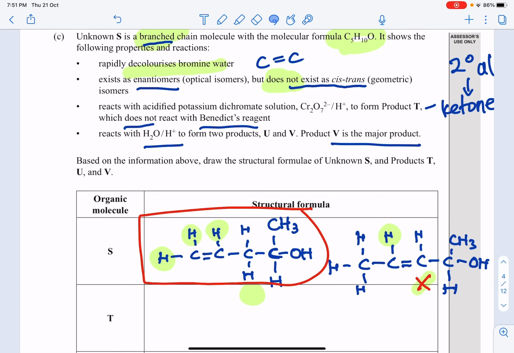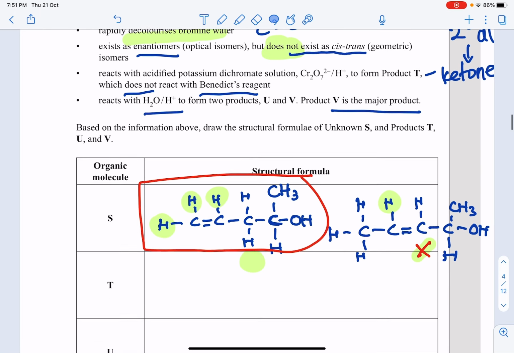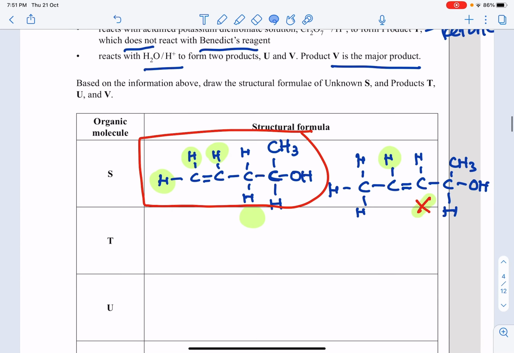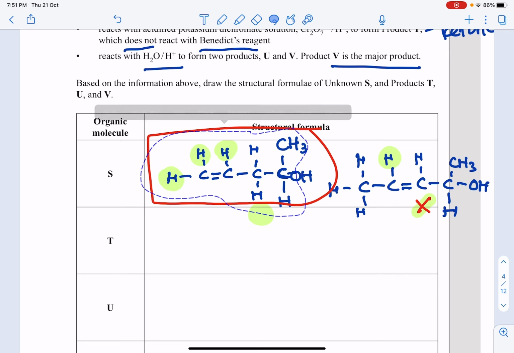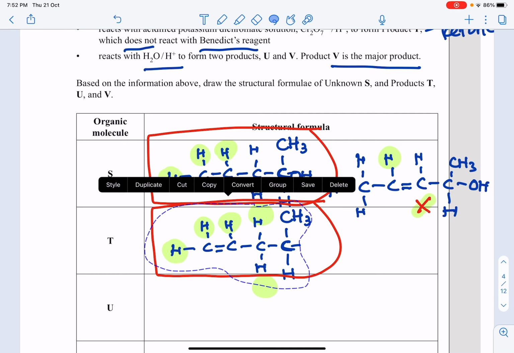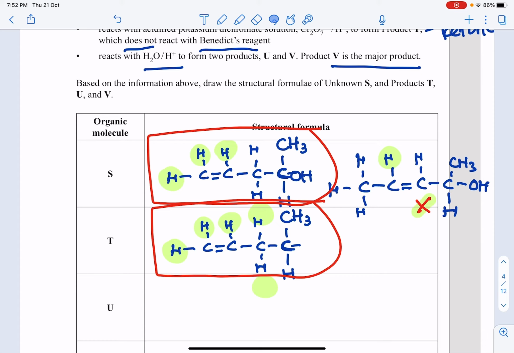Then we are going to move on to T. So T is a ketone. A ketone is formed through oxidation. So what I will do is copy down this part right here. Okay, so duplicate, and I'm going to put it right here. The only change that I need to consider right now is changing this OH to a double bonded oxygen.